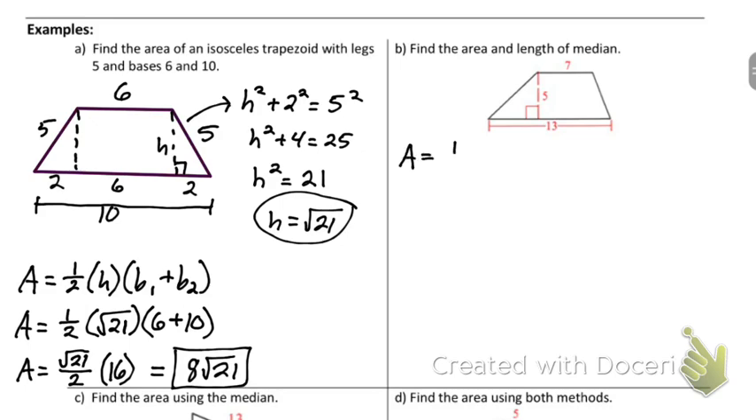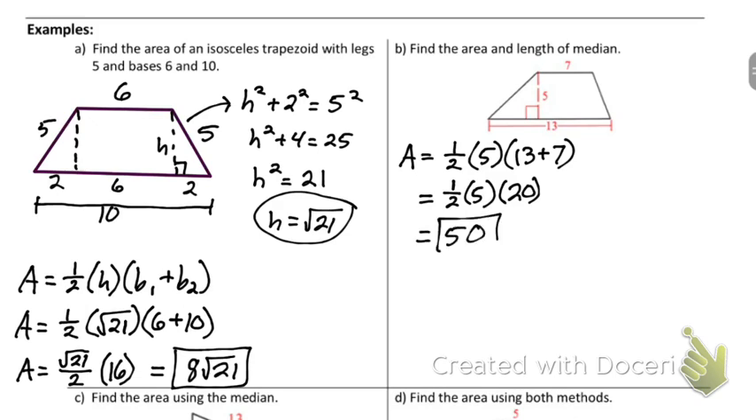Our area is going to equal 1/2 the height, which is 5, times 13 plus 7, base 1 plus base 2. Well, that's going to be 1/2 of 5 times 20. Half of 20 is 10. 10 times 5 is 50. The area is 50.